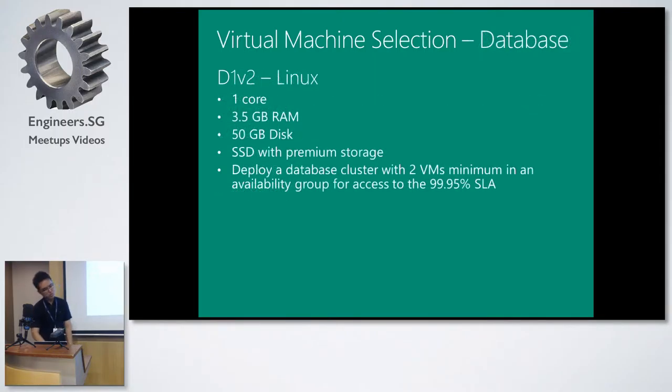For the database, I'm going to do the same deployment on a D1 v2. Same 1 core, but instead of the standard storage, which is the hard disk, I'm going to add premium storage, the SSD, to improve the I/O rates for the database. It's also recommended that you deploy these virtual machines in the availability group so that when you do a cluster, you can take advantage of the 99.95 SLA.